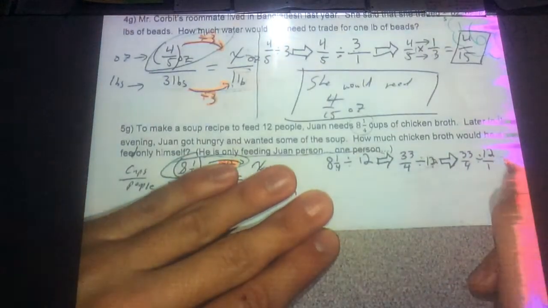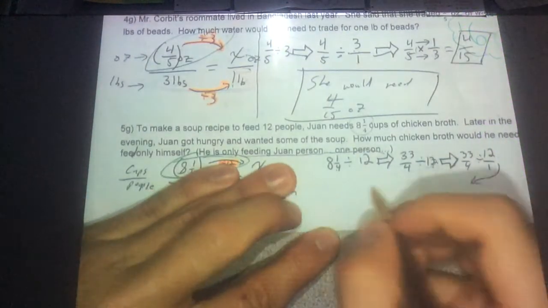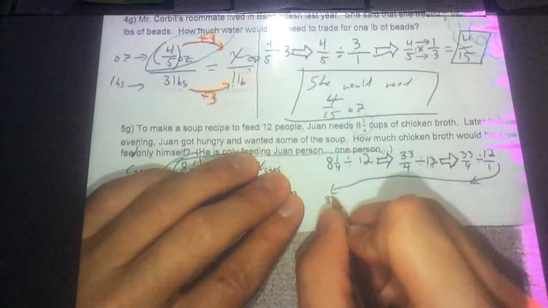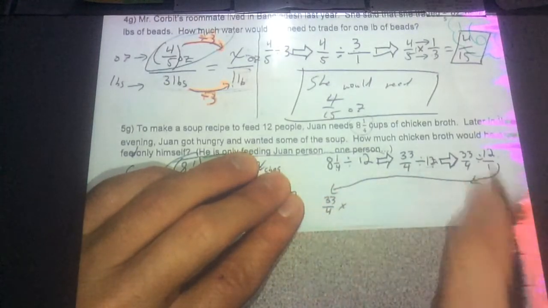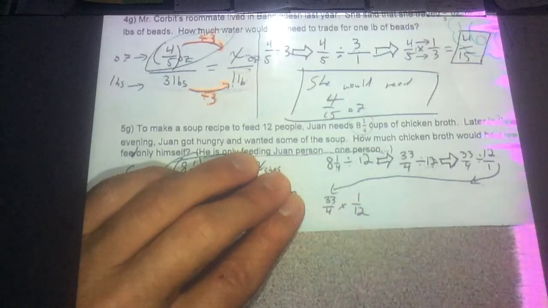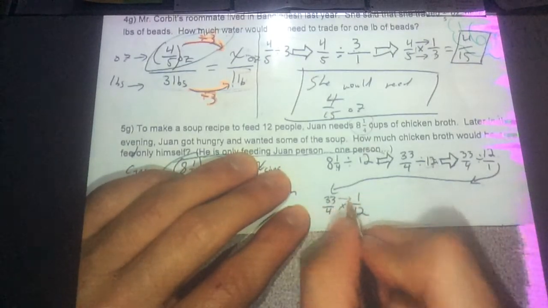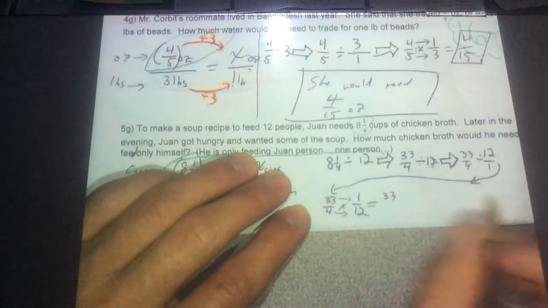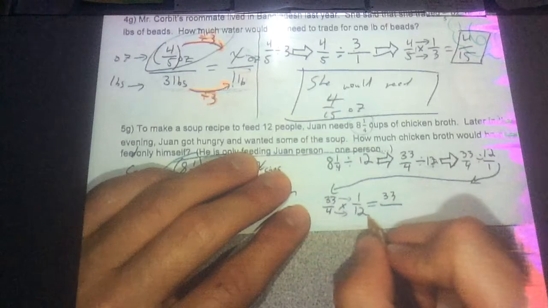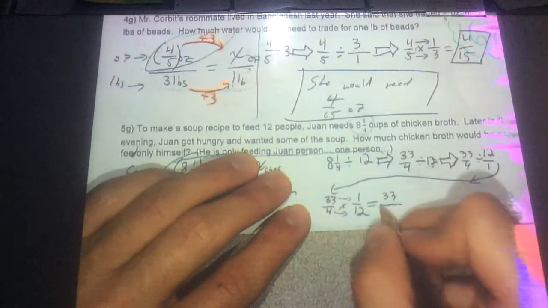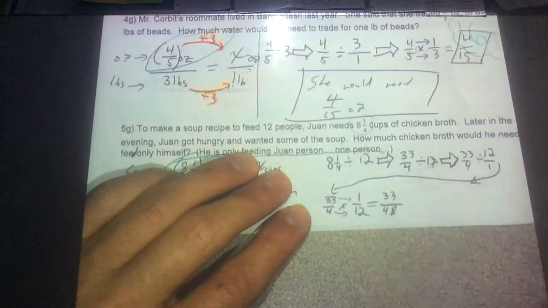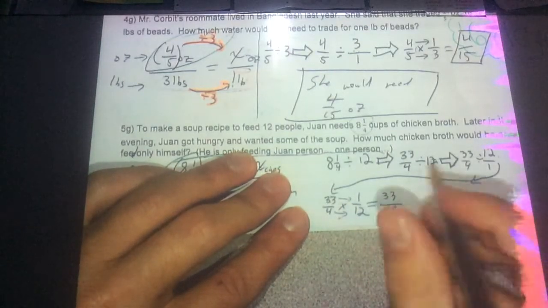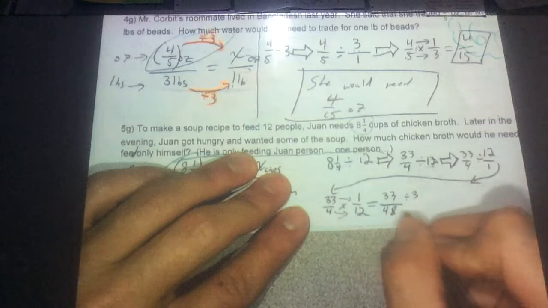Now remember our rule. So I'm going to come all the way over here. It's going to be 33 over 4 times, let's take the second fraction and flip it, 1/12. Now that gives me 33. 4 times 12 is 48. And multiply straight across. And can I reduce that? I can. I can divide both by 3.